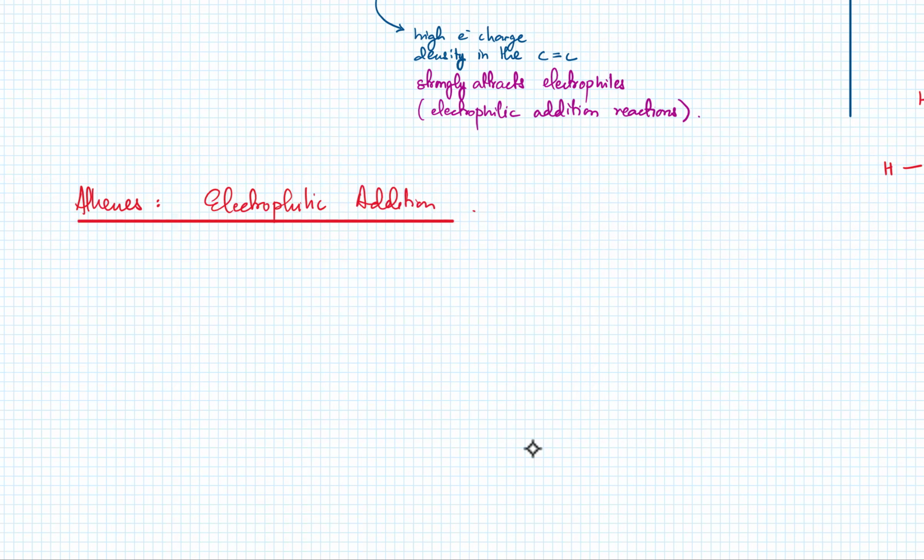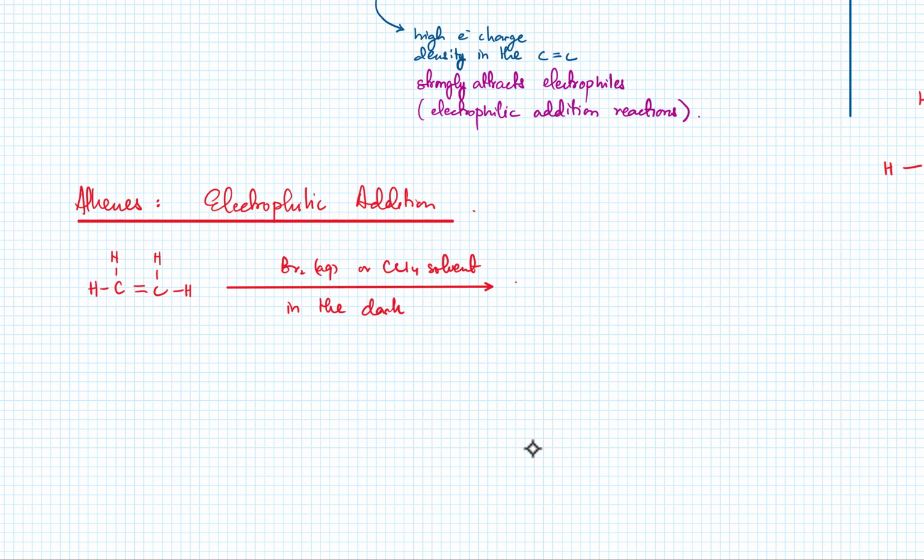So I'm just going to write the conditions first. So for example, if I have ethene, the first reaction that they had was bromination. So it was Br2 aqueous or CCl4 solvent. And in the dark.